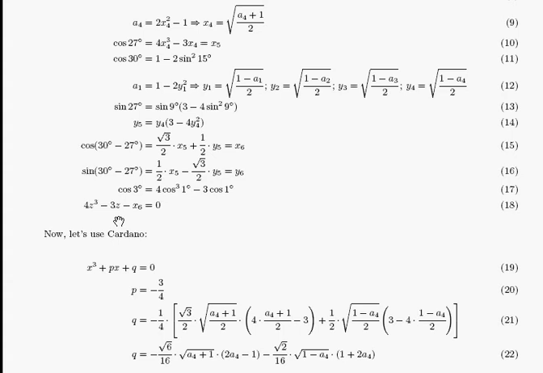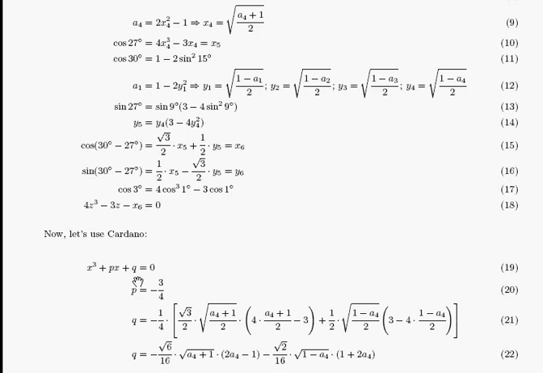Who is the cosine of 1 degree? 4z cubed minus 3z minus x6 is equal to 0, where x6 is the cosine of 3 degrees. Z is the solution. The solution, we will prove, is the cosine of 1 degree. The second solution is the cosine of 121 degrees. And the third solution is the cosine of 241 degrees. Okay? Let's use Cardano to prove that.